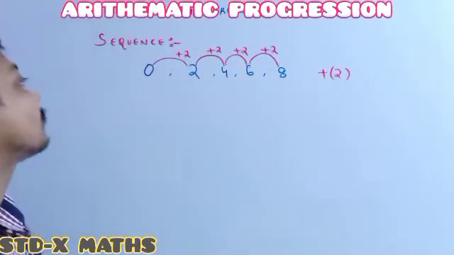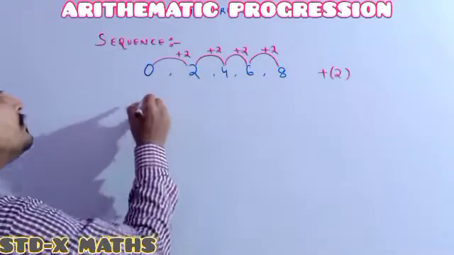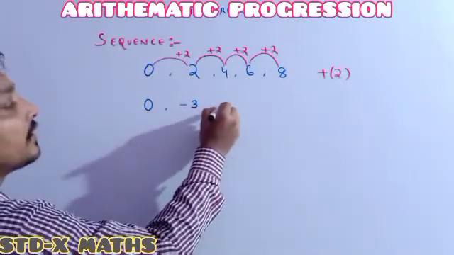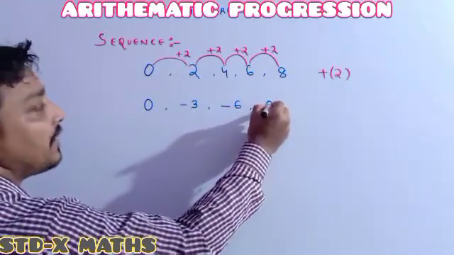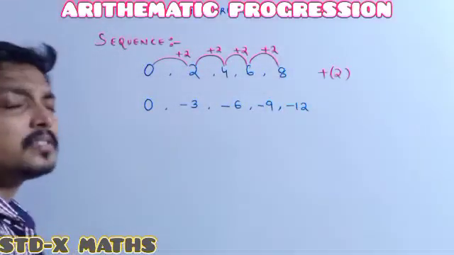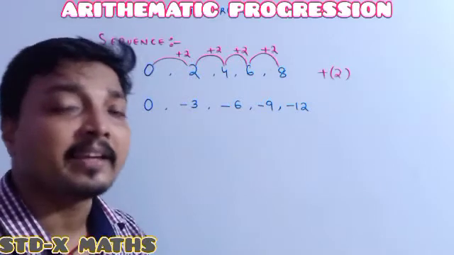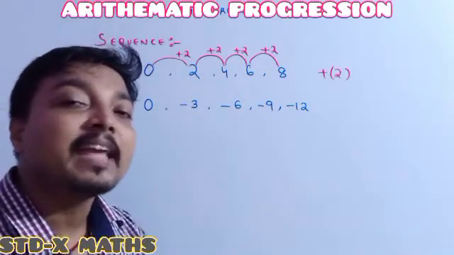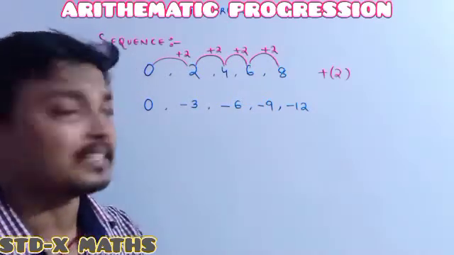Another example I am showing, see carefully. Another example is, suppose, 0. The next one is minus 3. Next one is minus 6. Next one is minus 9. Next one is minus 12. See carefully. All these are very easy examples I am showing, so that you can easily do the calculation and also remember many more things easily.